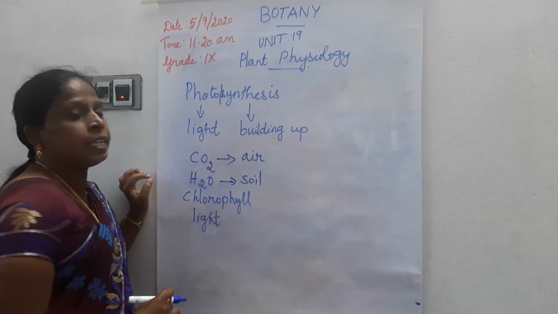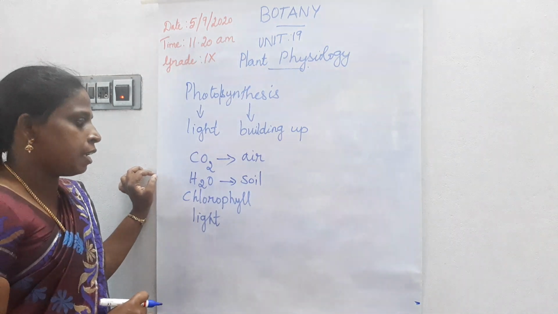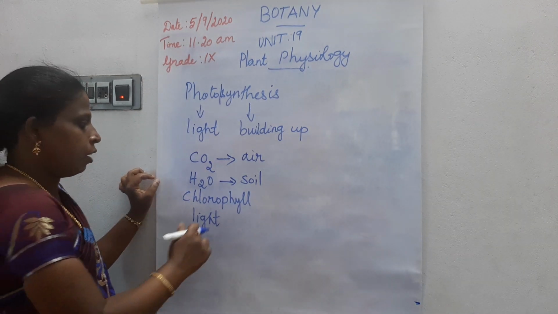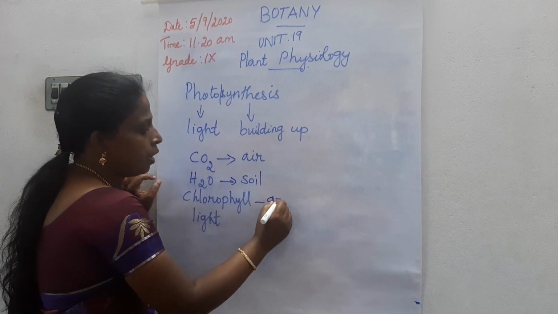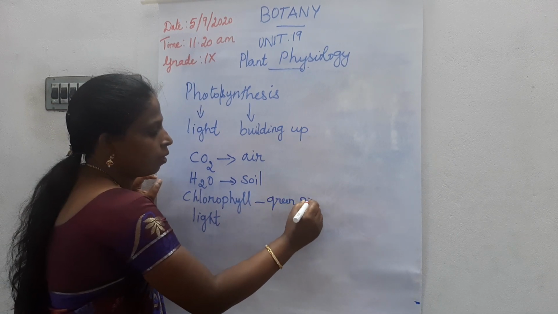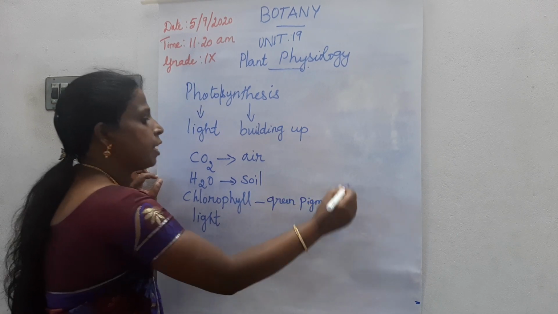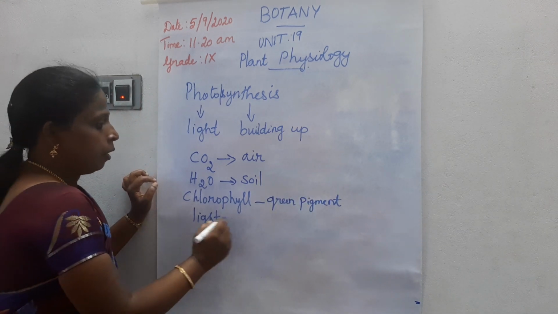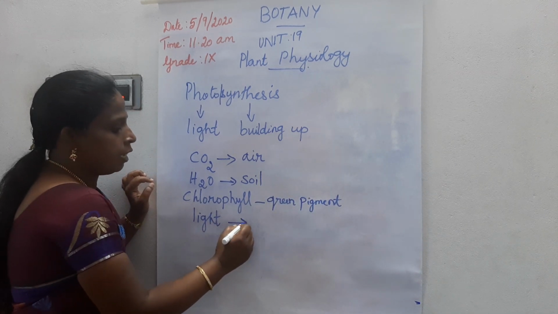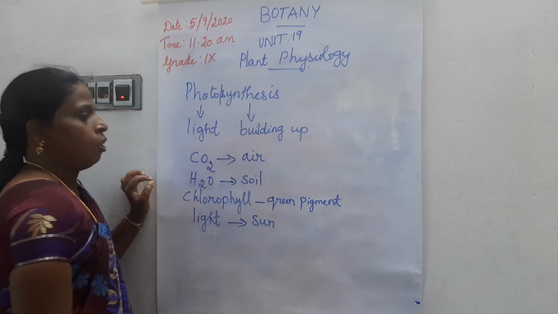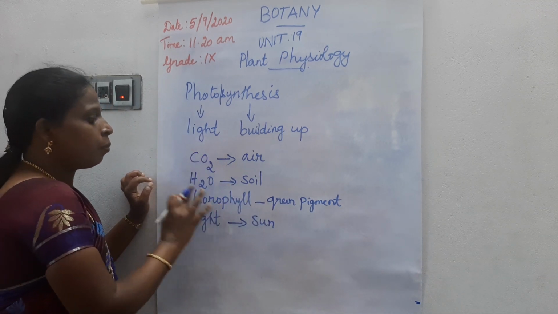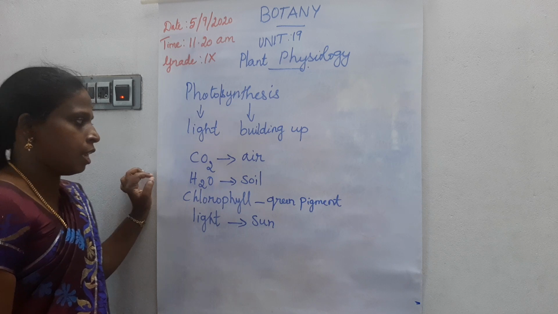Then chlorophyll, it is a green pigment present in the leaves of the plant. Then light energy, it is obtained from the sun. So these are the required materials for photosynthesis.